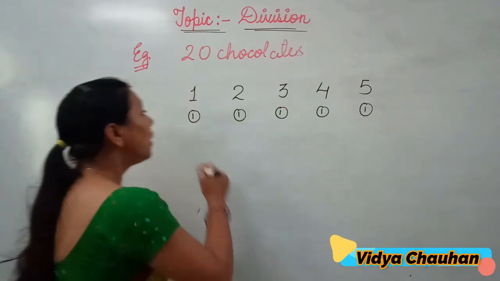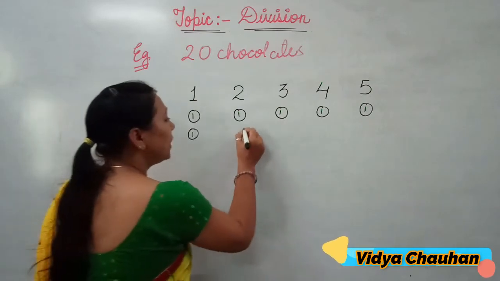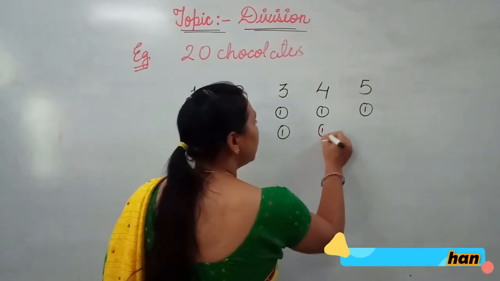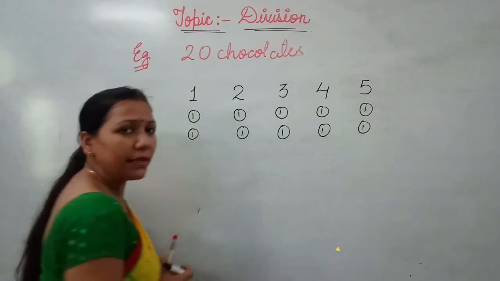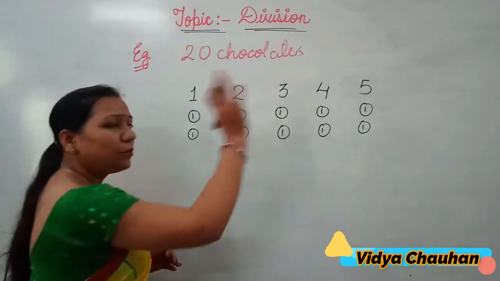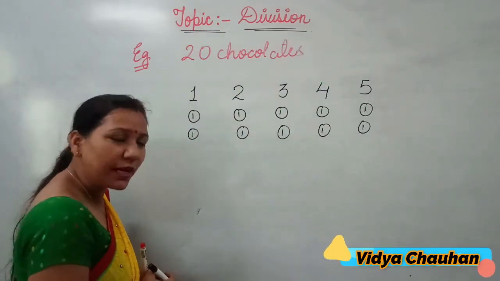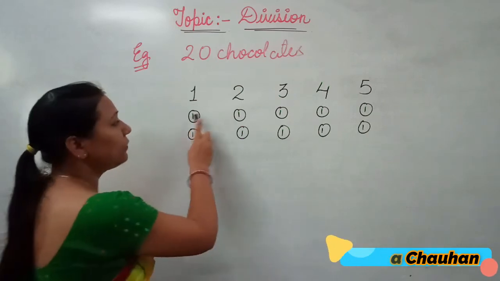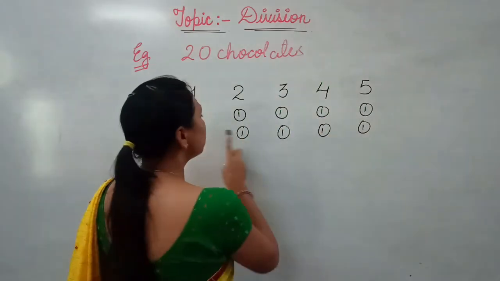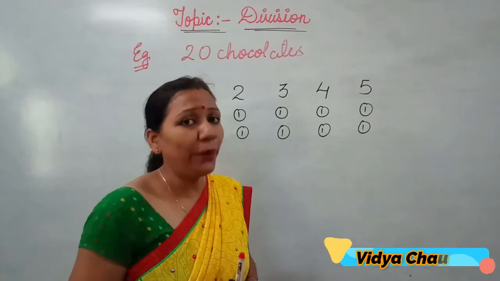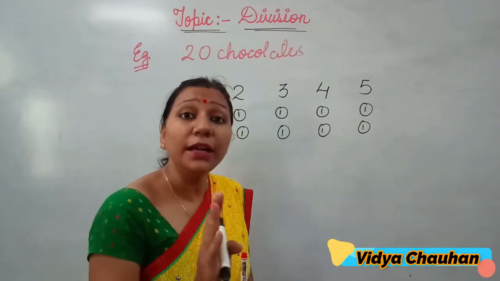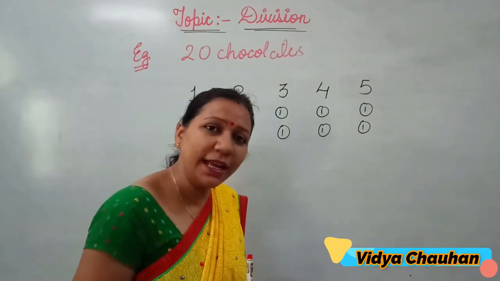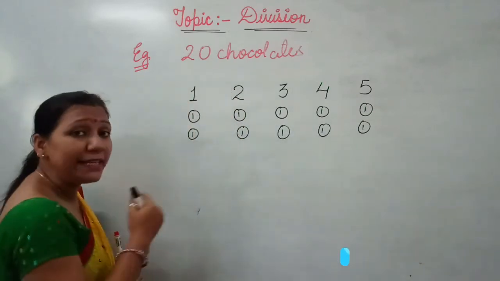So what will I do? I will once again give one chocolate to each of the children. So I have given one more chocolate to each child. Now how many have I given? 1, 2, 3, 4, 5, 6, 7, 8, 9, 10. Out of 20 chocolates, I have given away 10 chocolates. Now how much is left? We are left with 10 chocolates.